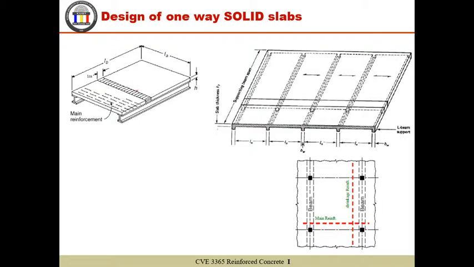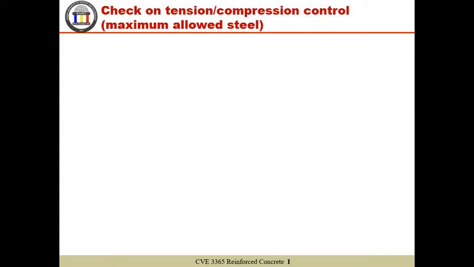If you design your slab for a 1 meter strip, all the other strips, like the 1 meter strip adjacent to it here, another 1 meter strip here, another here, all the strips will be the same. So just design for one 1 meter strip and say it is for the whole slab. After finding rho, you can find the area of the steel as well. After finding the area of the steel for 1 meter, you can convert it to the spacing.